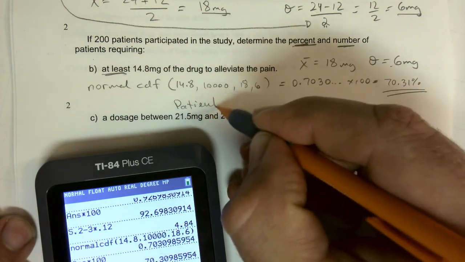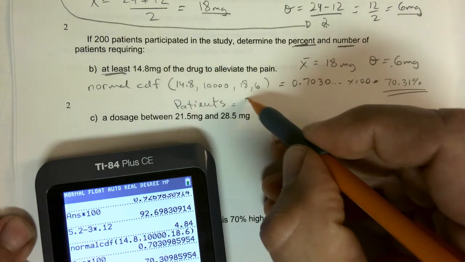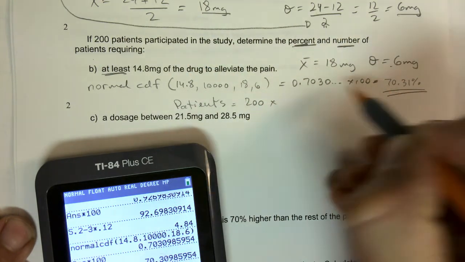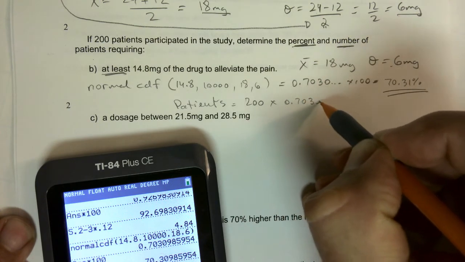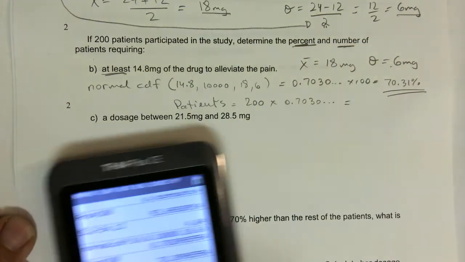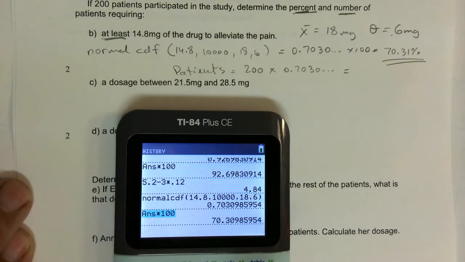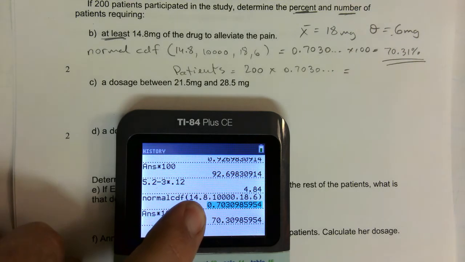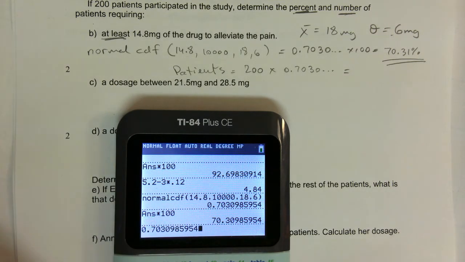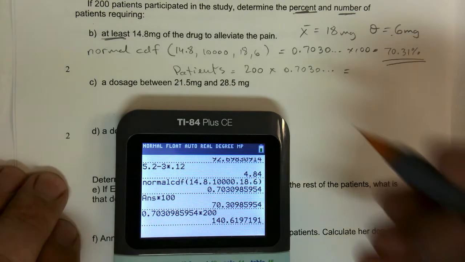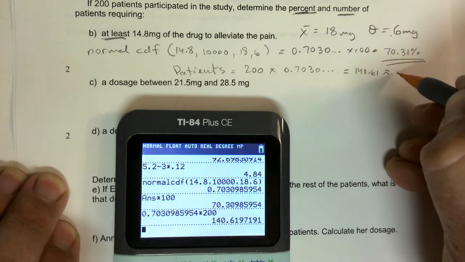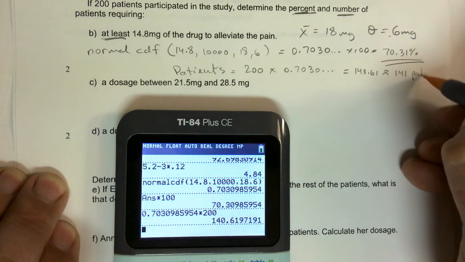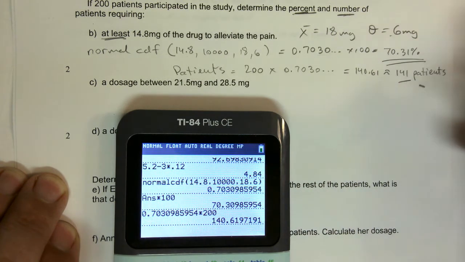But how about the actual number of patients? We have how many? 200, times this value right here, 0.7030. I want you to use all of the decimals, and you have them on your calculator, so you just go up to what you got the first time and just multiply it by, in this case, 200. So you have 140.61, which is approximately 141 patients. I do want you to round to the nearest whole number.